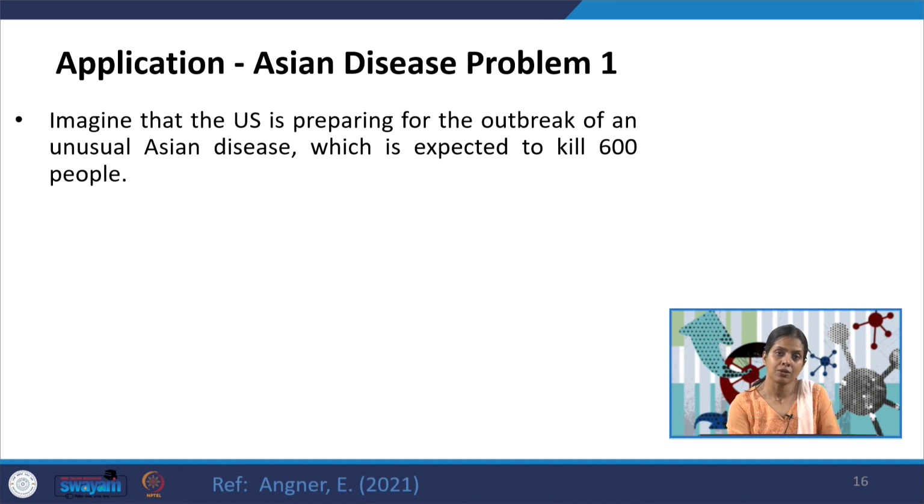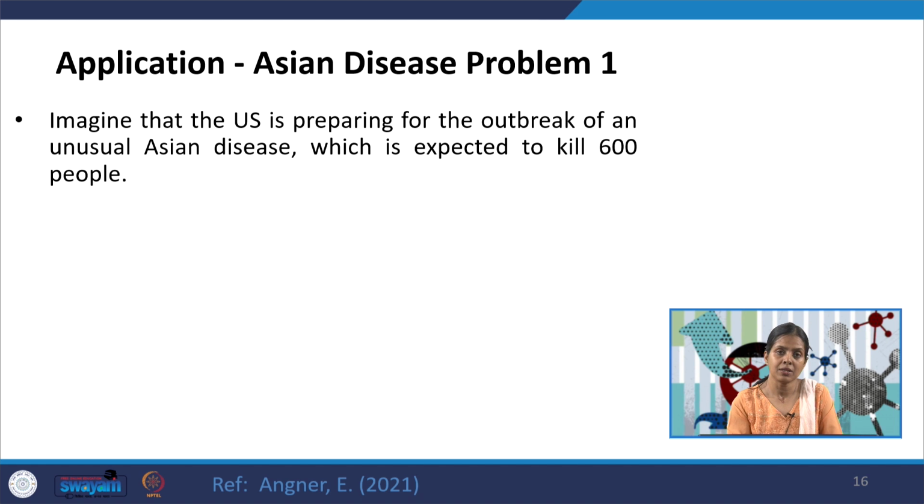We are now going to talk about an application. This was also Tversky and Kahneman's original work published in 1981, where they describe one problem and present it in 2 different ways. So, the problem is of Asian disease. This is the first statement, we call it the Asian disease problem.